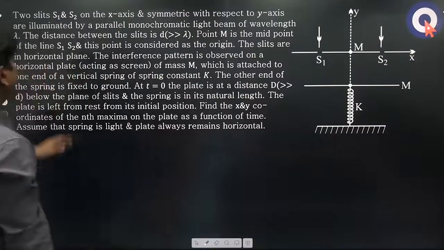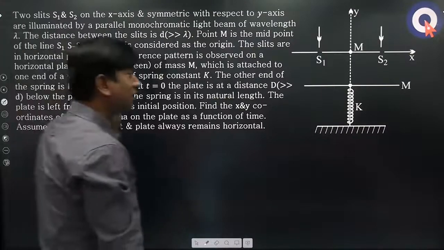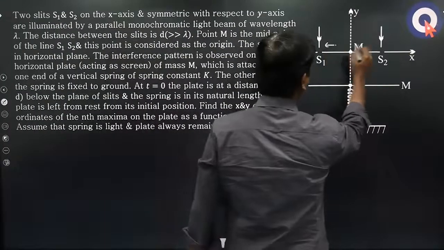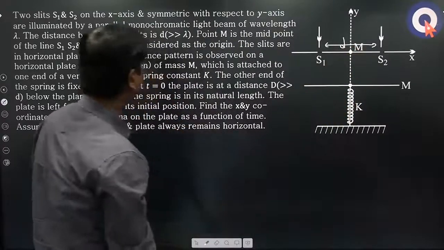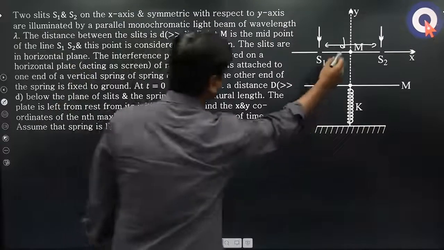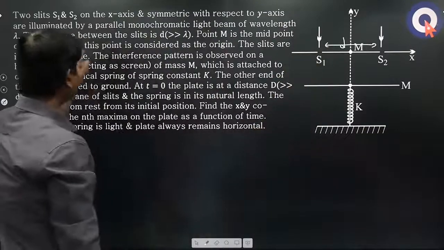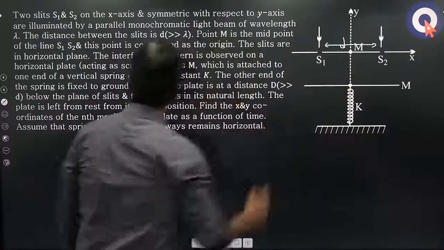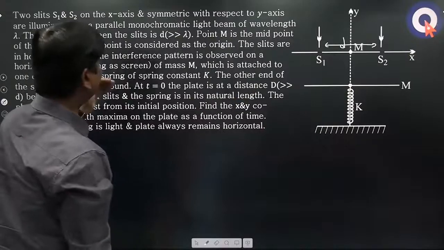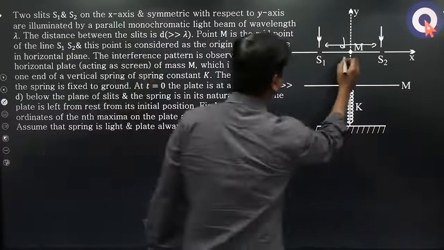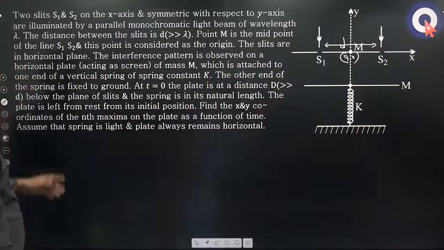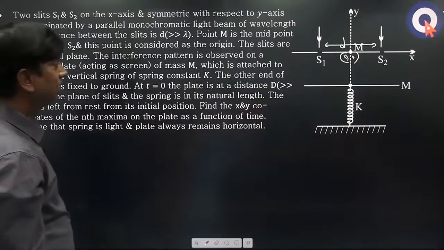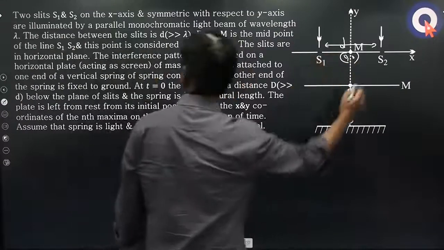Right. The distance between the slits is small d. So this is anyway small d, as we know. And d is very much greater than lambda. Yes. Point M is a midpoint of the line S1 and S2. M is a midpoint, and this point is considered as the origin. Okay, so you consider it as the origin. The slits are in the horizontal plane. Yes, these two slits are in the horizontal plane.